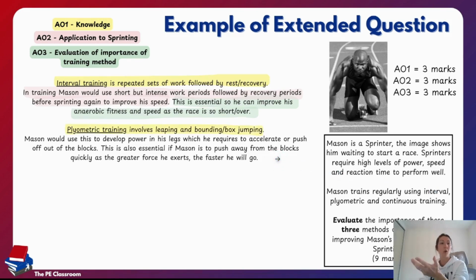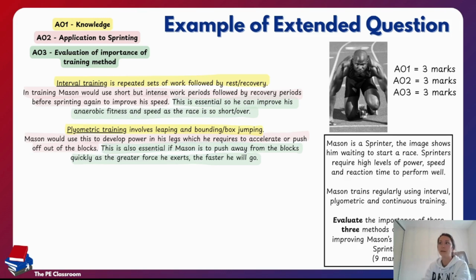So again, my AO1 point showing I know what plyometric training is. Mason would use this to develop his power in his legs, which he requires to accelerate or push out of the blocks. So that's my AO2 point, linking it to sprinting. This is also essential if Mason is to push away from the blocks quickly, as the greater force he exerts, the faster he will go.